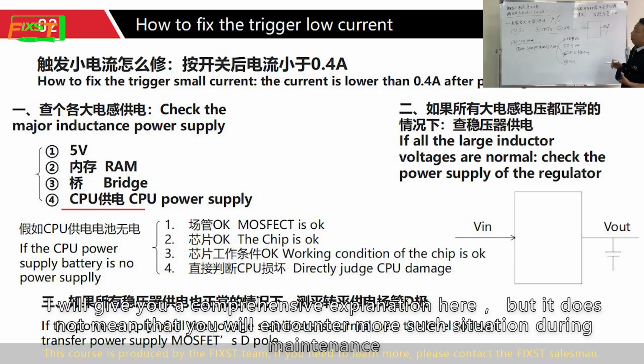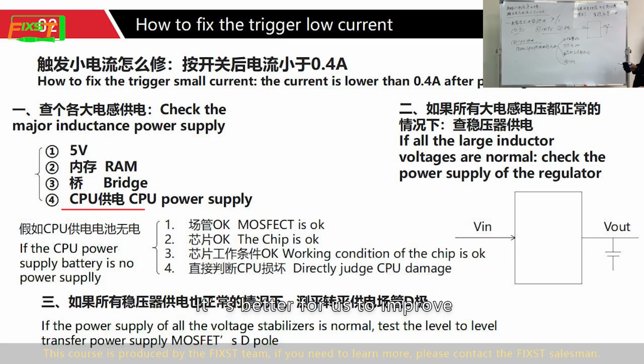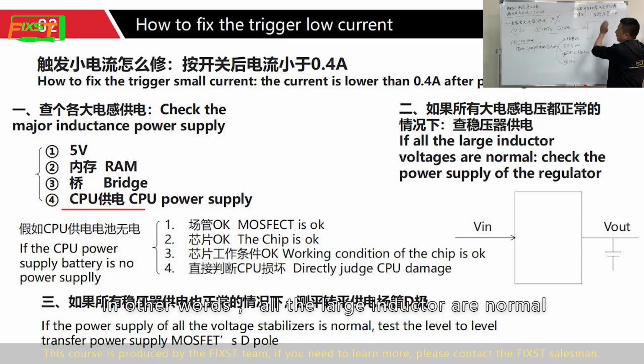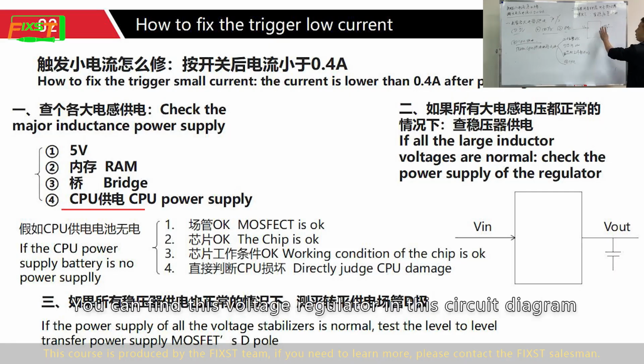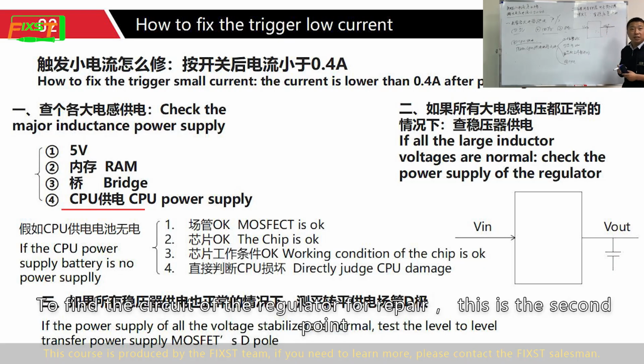I will give you a comprehensive explanation here, but it does not mean that you will encounter more such situations during maintenance. This kind of situation is rare. It does not mean it will not be broken. It's better for us to improve. In other words, all the large inductors are normal. You can find this voltage regulator in the circuit diagram. If it has input but no output, it is possible that a certain voltage regulator is broken. To find the circuit of the regulator for repair, this is the second point.